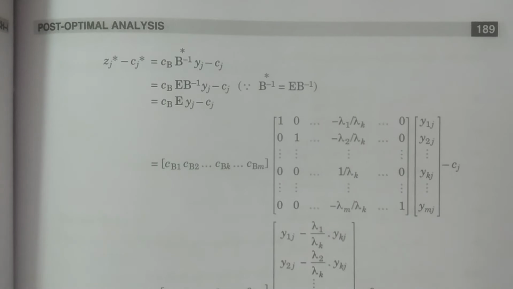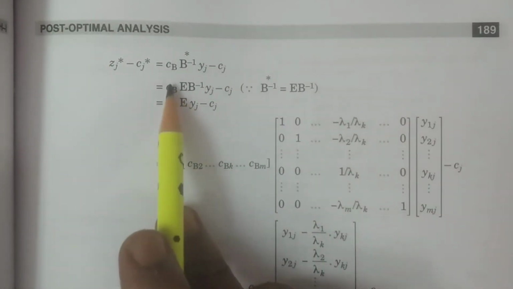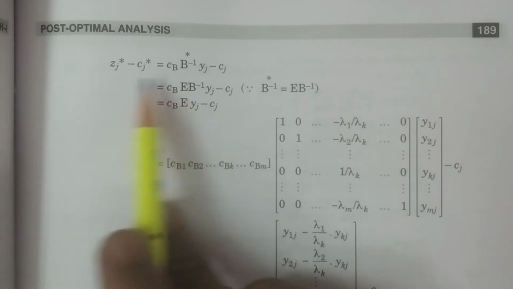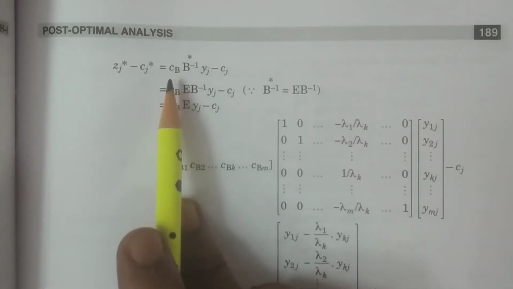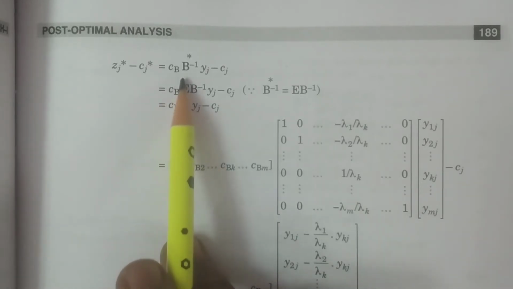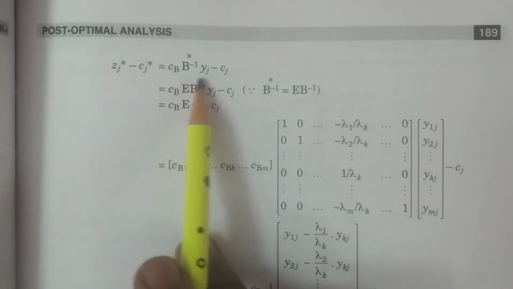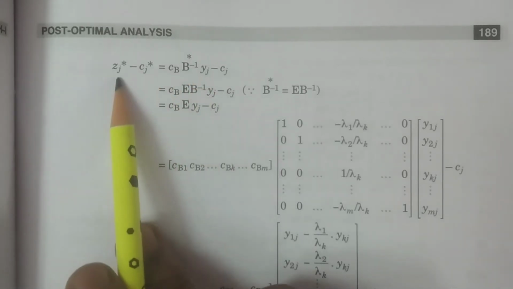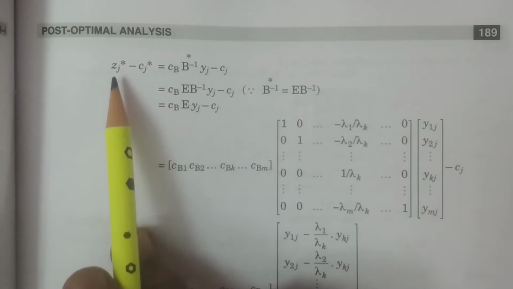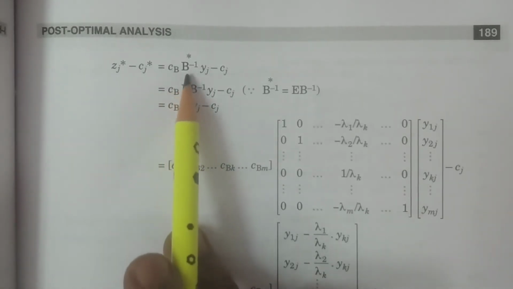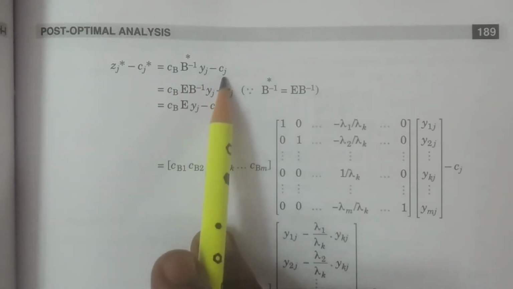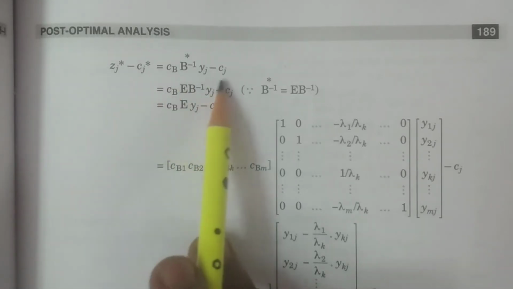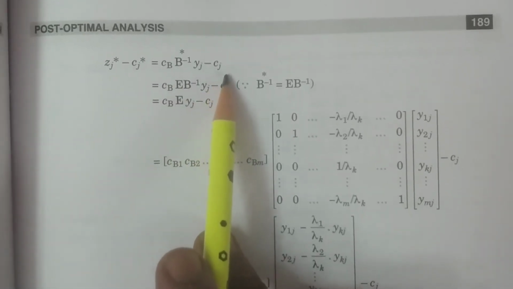You see, what is Zj star minus Cj star? It is nothing but Cb B star inverse multiplied by Yj, for that vector in which we are observing the change. The formula of Zj is nothing but Cb B inverse Yj. So Zj star is nothing but Cb B star inverse Yj minus Cj as usual. The cost is not going to be changed, so therefore Cj star is nothing but Cj. The cost does not change, right?